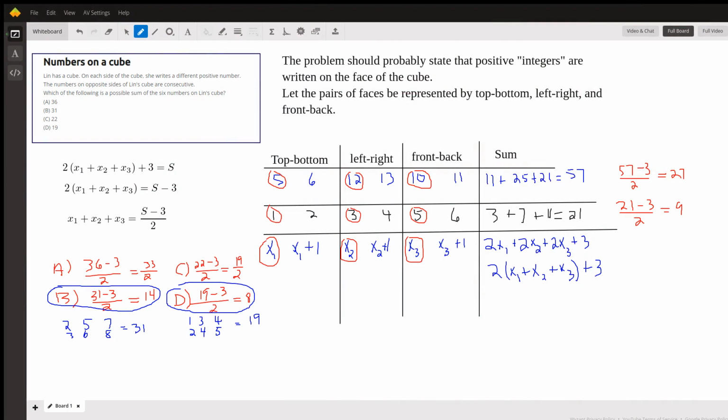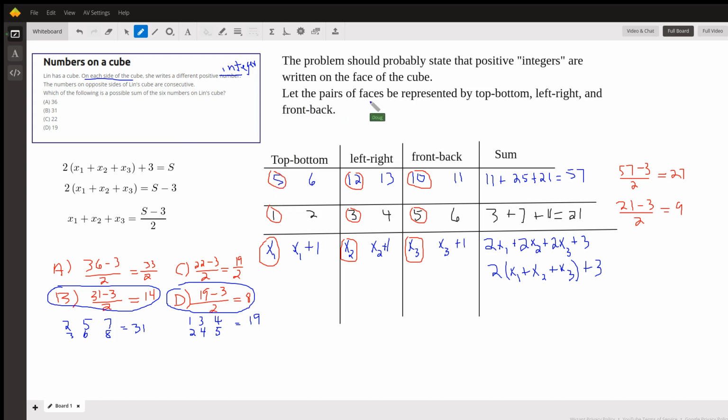Okay, this is the problem that you're given right here. Lynn has a cube, and on each side of the cube, she writes a different positive... I think they should really say integer here, or whole number other than 0. The numbers on opposite sides of her cube are consecutive, which means like it could be 5 and 6, 9 and 10, 50 and 51, doesn't matter.